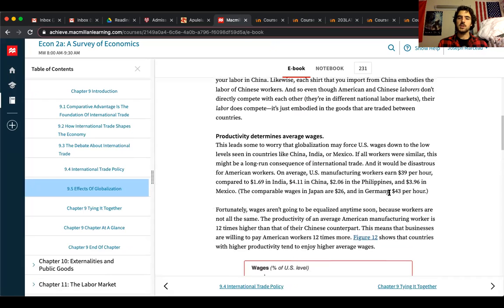On average, U.S. manufacturing workers earn $39 an hour. It's very good compared to the $1.69 in India, the $4.11 in China, the $2.06 in the Philippines, and the $3.96 in Mexico. Whereas in Japan, it's $26 an hour, and in Germany, it's $43 an hour. The United States is doing fairly well.